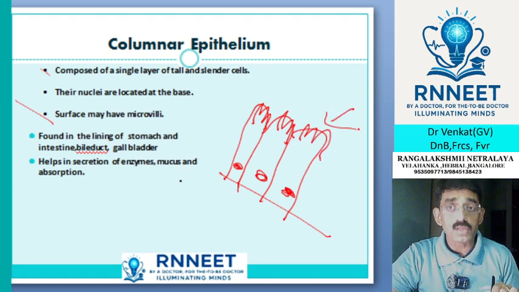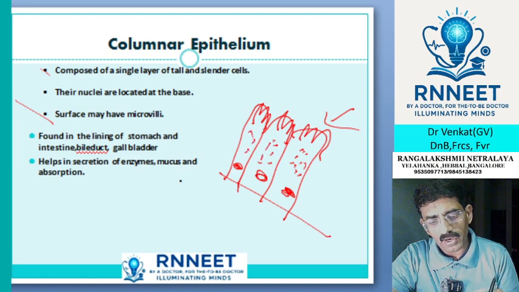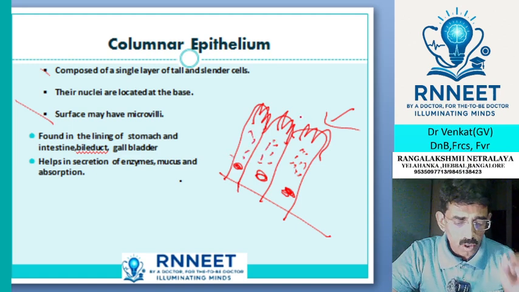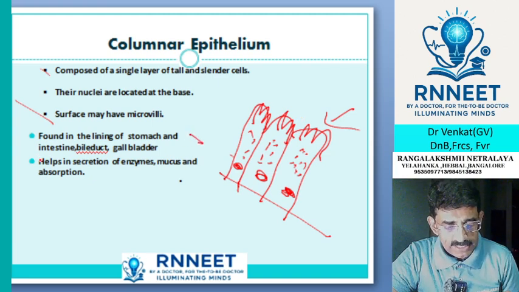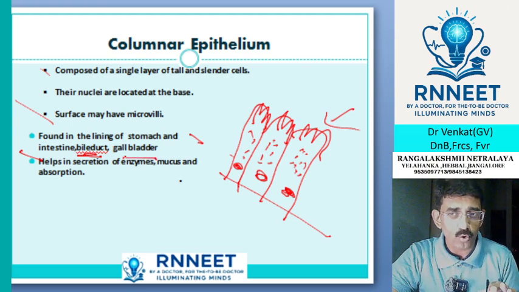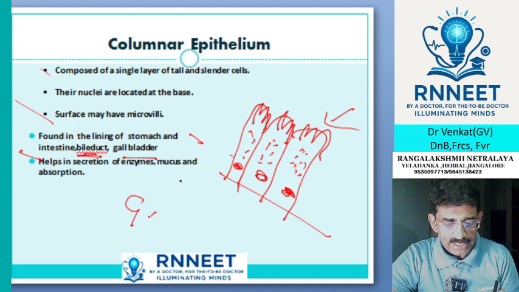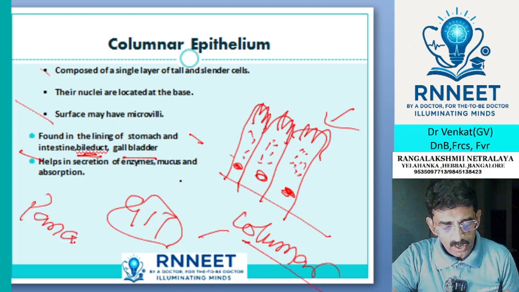And so these need to be present for both secretion, and they are tall columnar because a lot of material has to be secreted. So that is why all the glands involving the stomach, the intestine, bile duct, gallbladder are all columnar. Now a very important point you should know here, while most of the GIT has columnar, the pancreatic duct is cuboidal.